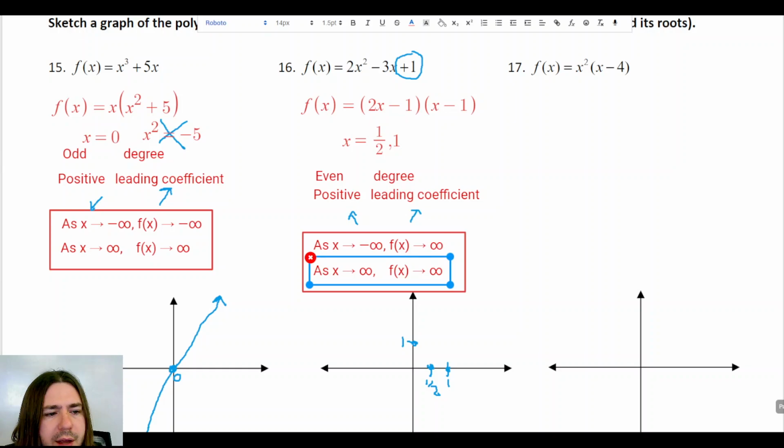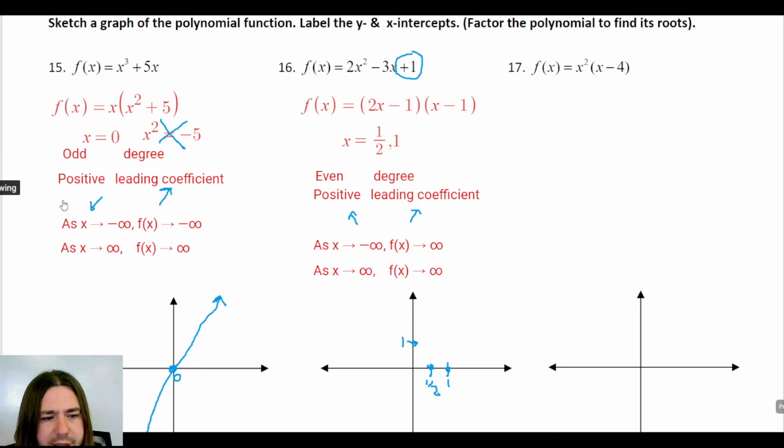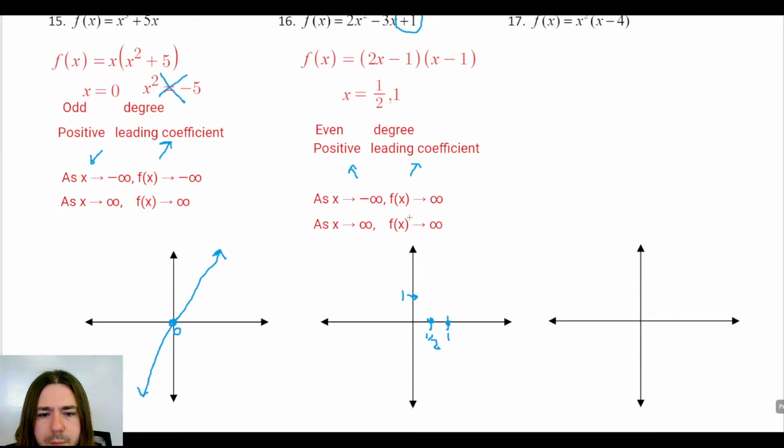Let's sketch this out. Both of these are just single roots, so we are going to pass through them. And so our graph is going to look, it's quadratic. We're expecting it to be parabolic. So it should do something like this.